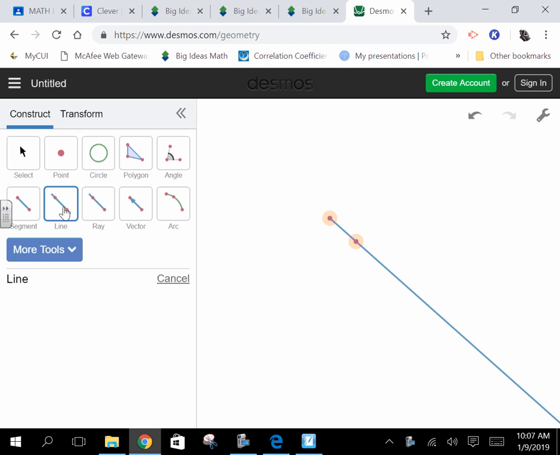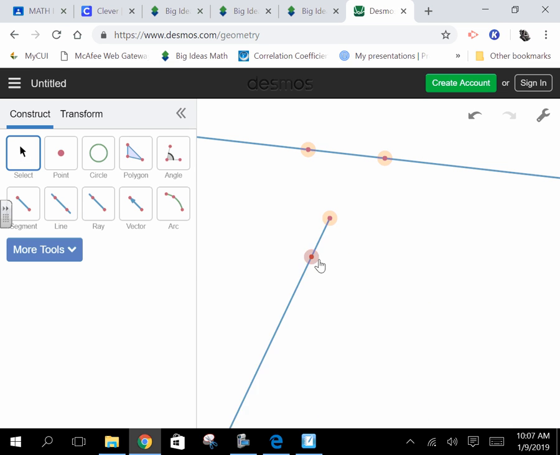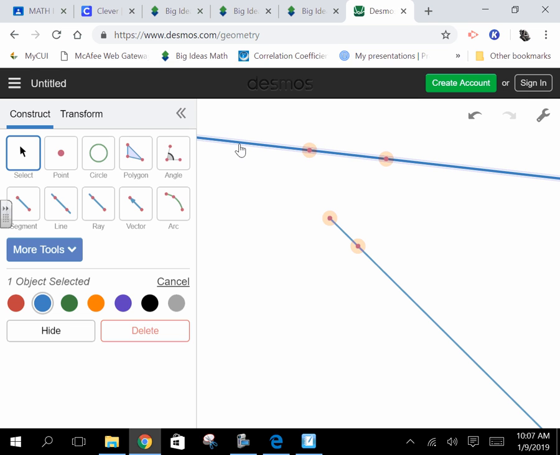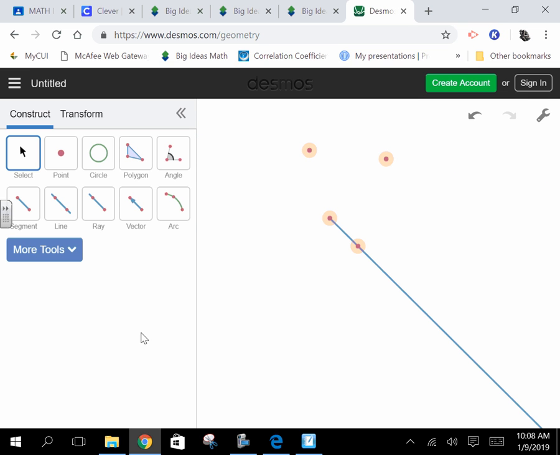Let me do that again. Look at infinitely. A ray has a beginning point and goes on forever in any direction. Notice the difference between a ray and a line. Okay, so here's a ray. Let me get rid of this line. So I got a ray. Let me draw another ray.